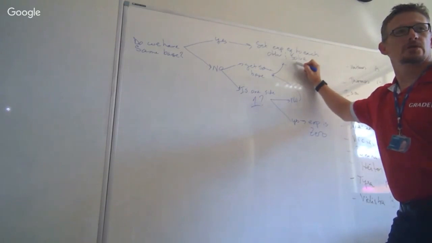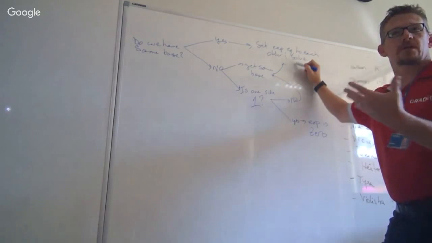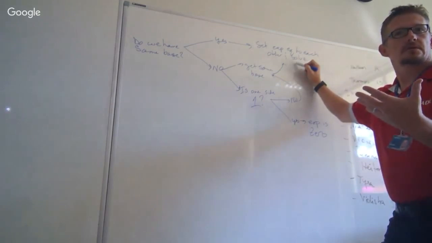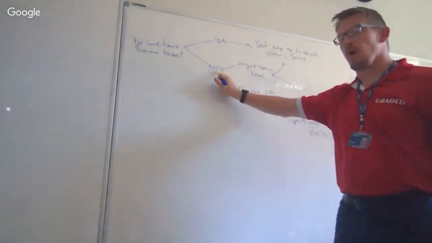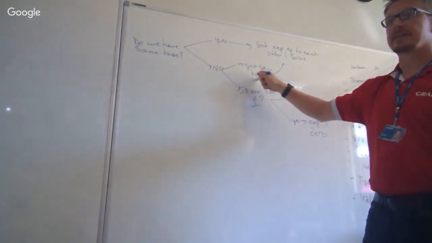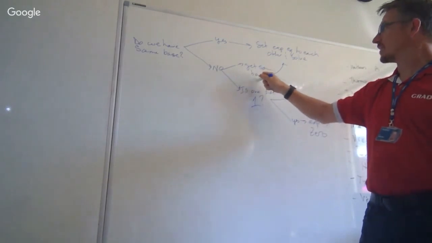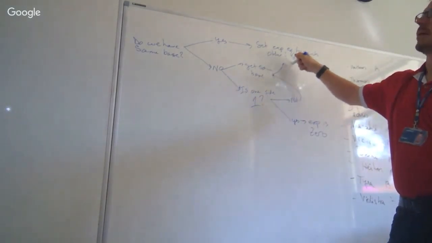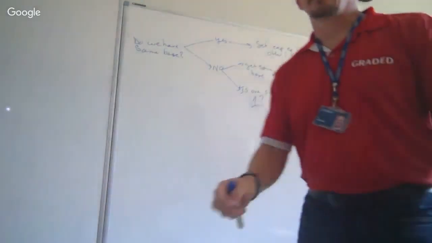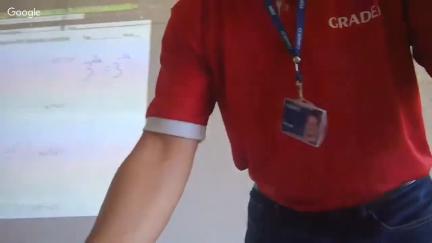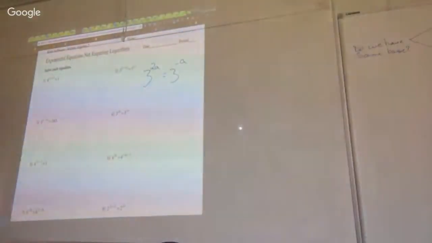Look in your notes, or don't. What do you do if you have the same base? Set the powers equal to each other and then solve. If we don't, then we need to get them into the same base. And once we have it in the same base, then we can set the powers equal to each other and solve. That's what we said the other day. Now this bottom part I added on today, so we'll get back to that in a minute. Set exponents equal to each other and solve.